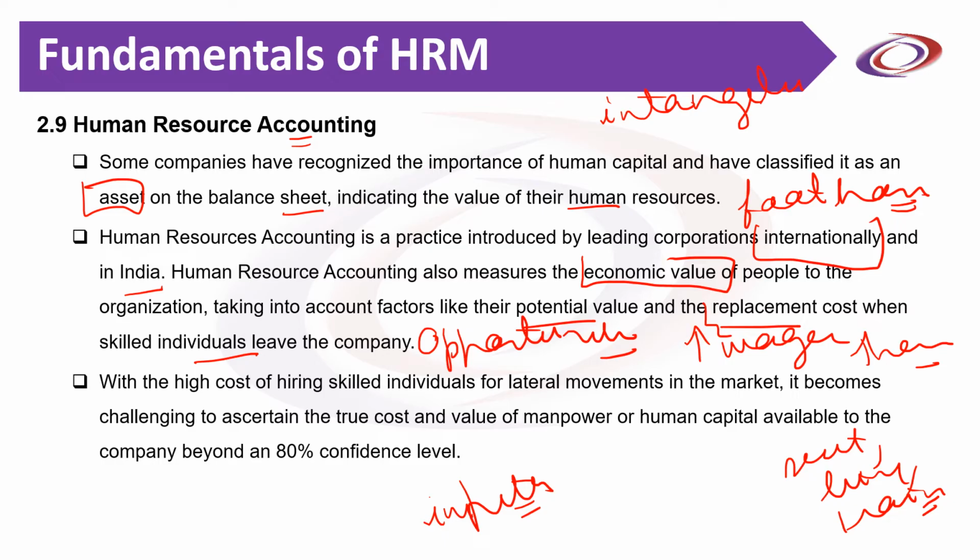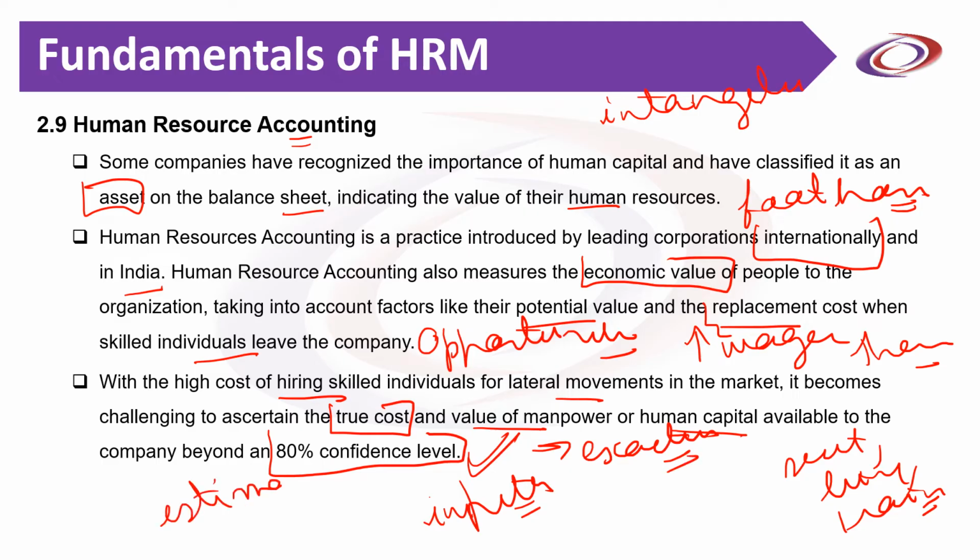In fact, the heavy price that the market pays for high caliber individuals is actually very huge. So with the high cost of hiring skilled individuals for lateral movements, it becomes challenging to ascertain the true cost and value of manpower or the human capital that is available to a company beyond an 80% confidence level. This line here means that we cannot exactly measure the human value. We can only provide an estimate that is not beyond 80% confidence level.